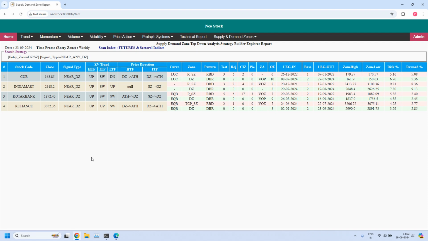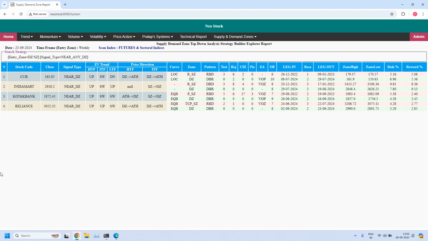If you don't understand how to study this report, I request you go through the video lesson number 21.1, that is part 1 of lesson 21. There I have explained each and every column in detail, their values, abbreviations, everything. I have also explained how to draw zones in TradingView by taking the leg-in time stamp, leg-out time stamp and base candle count.